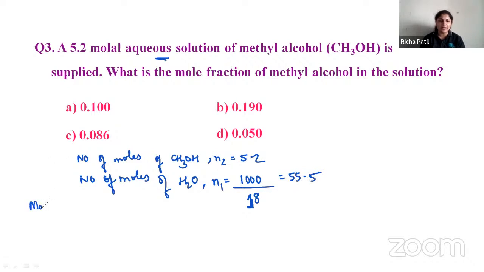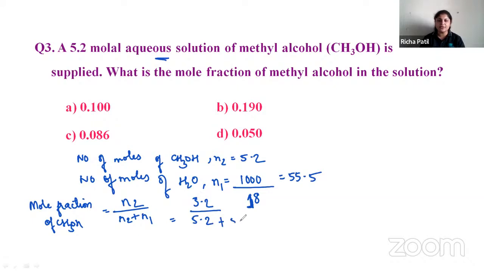Now apply the mole fraction formula. Mole fraction of CH3OH, what is the formula? It is N2 divided by N2 plus N1. N2 is 5.2, plus N1 is 55.5. Solve this and tell me the answer.